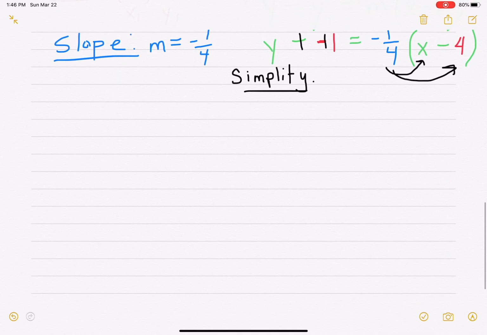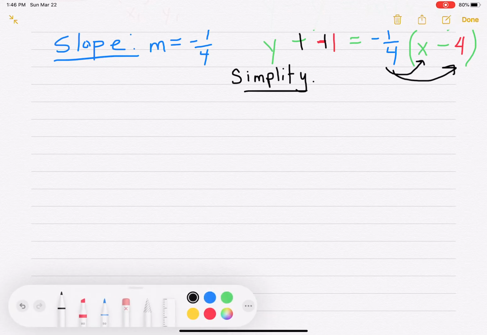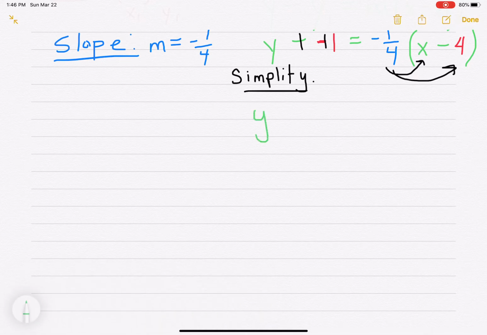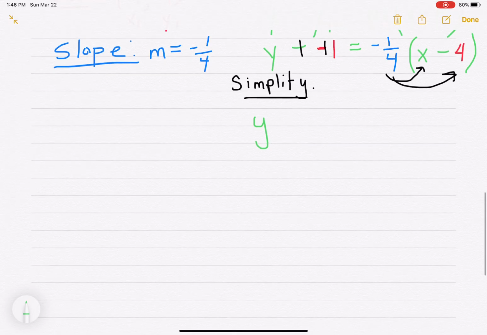So here goes. I'm going to go all green. On the left-hand side, I've got y plus 1. And on the right-hand side, when I distribute, I get negative 1/4 times x, which is negative 1/4 x. And then when I take negative 1/4 times negative 4, I'm going to get a positive 1. Right? Let's write that as scratch work to the side.